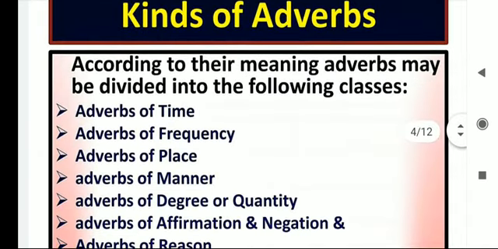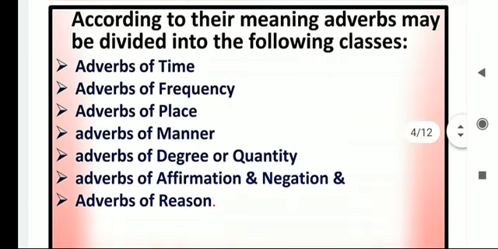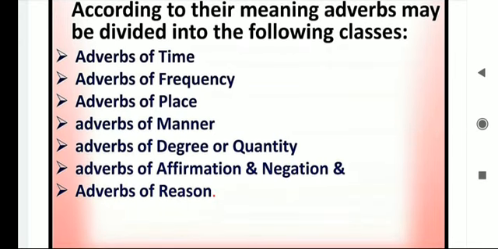Now, kinds of adverbs. According to their meaning, adverbs may be divided into the following classes. Number first, adverbs of time. Number second, adverbs of frequency. Third, adverbs of place. Number 4, adverbs of manner. Number 5, adverbs of degree or quantity. Number 6, adverbs of affirmation and negation, and adverbs of reason.